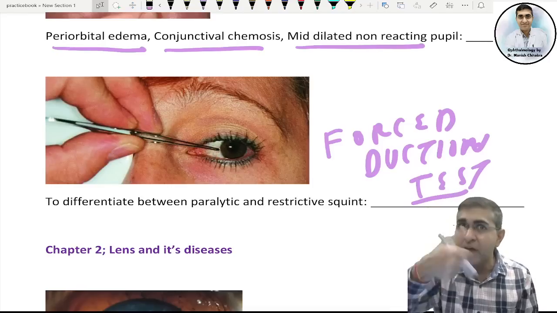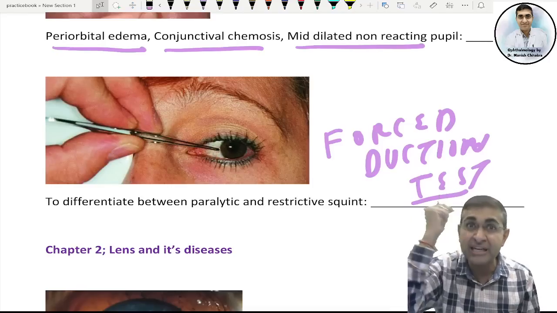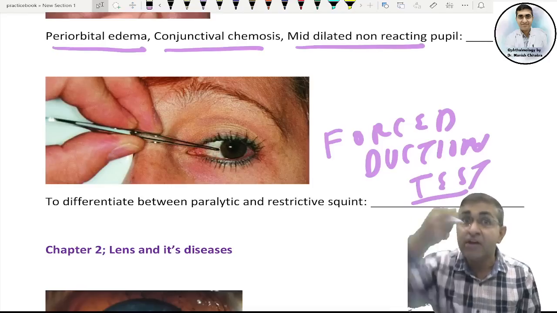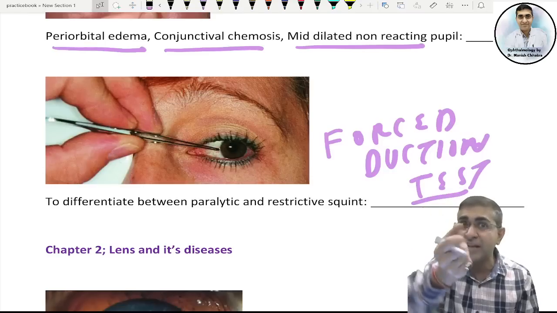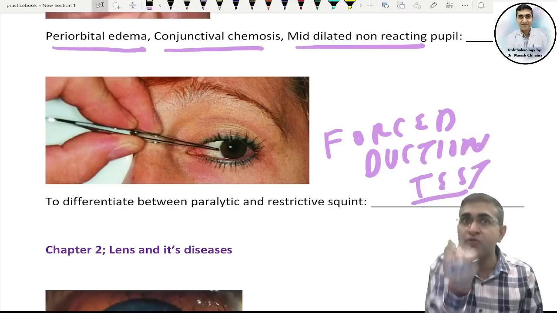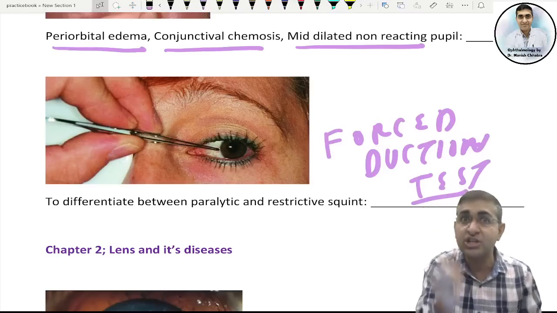If you are able to move the eyeball upwards, that actually tells you that it is a case of right superior rectus paralysis. If you are not able to move the eyeball upwards, that actually tells you that something is holding the eyeball from below, right inferior rectus restriction. So that is how you differentiate.